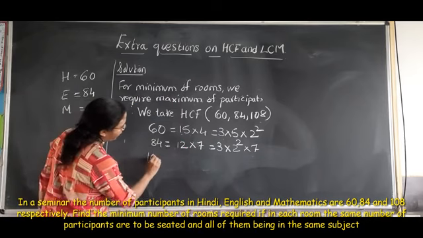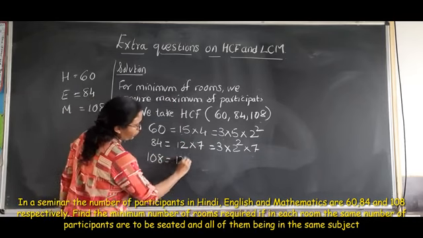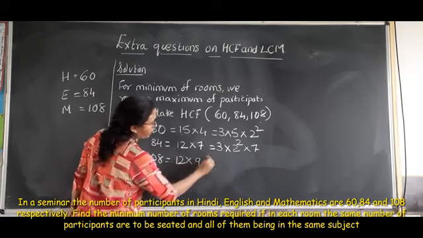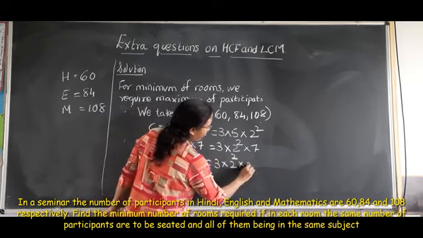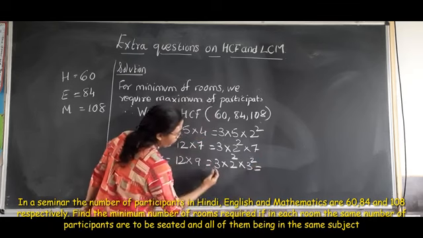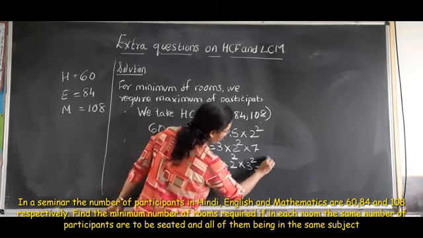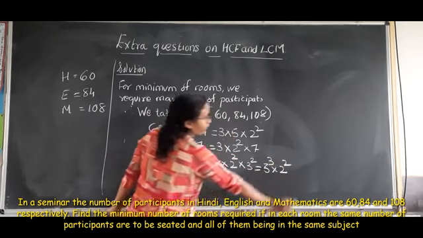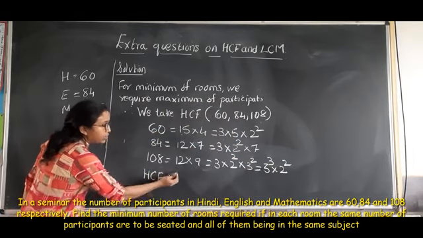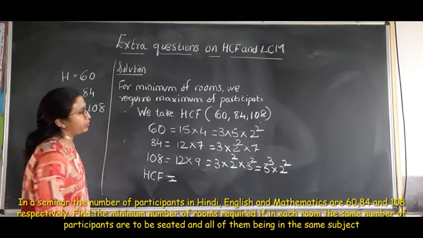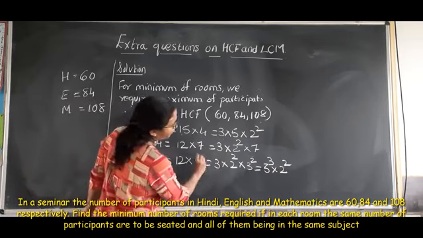Then coming to 108, it is 12 nines perfectly. And 12 again can be written as 3 into 2 square, and I will mention the 9 as 3 square. So we have 3 cube into 2 square. Correct? Coming to HCF, we know it is the product of the smallest common power of the prime factors involved in the three numbers.